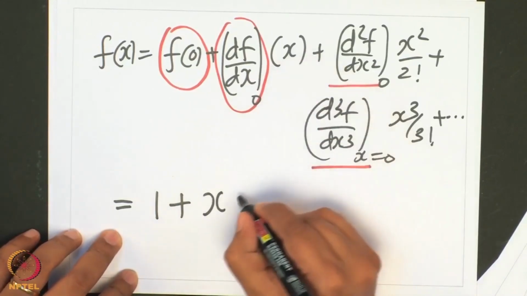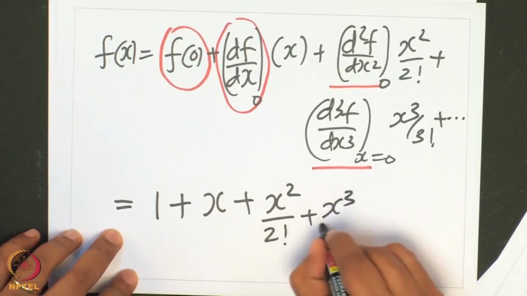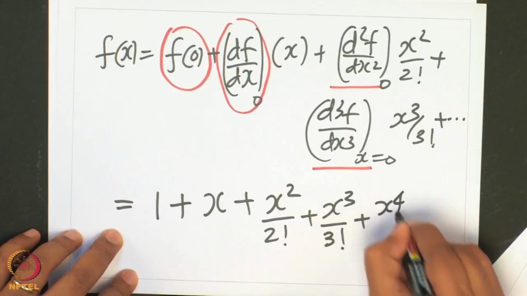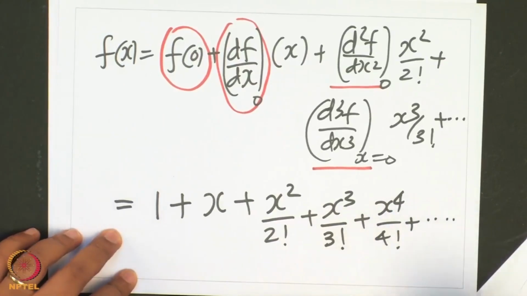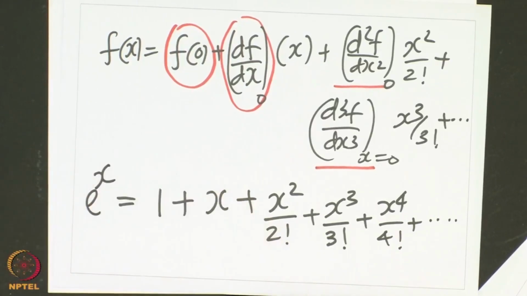We get 1 plus x square by 2 factorial plus x cube divided by 3 factorial plus x power 4 by 4 factorial plus dot dot dot. What is this? This is nothing but e power x. So e power x is nothing but a special function. It's an interesting function whose value and its derivatives are all equal to 1 at x equal to 0. The function itself is the same as its derivative, and this would immediately lead to e power x.